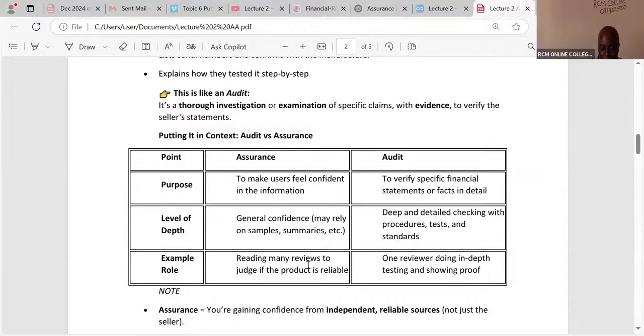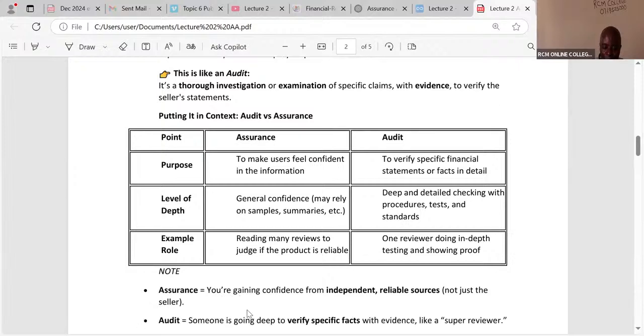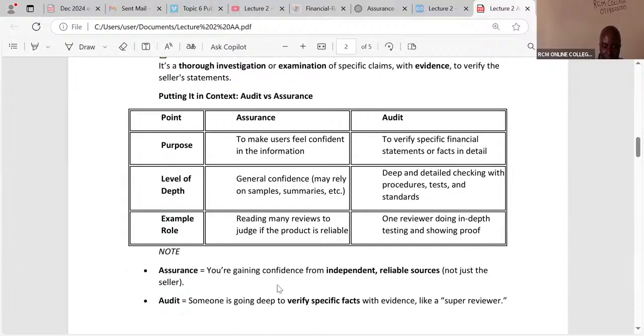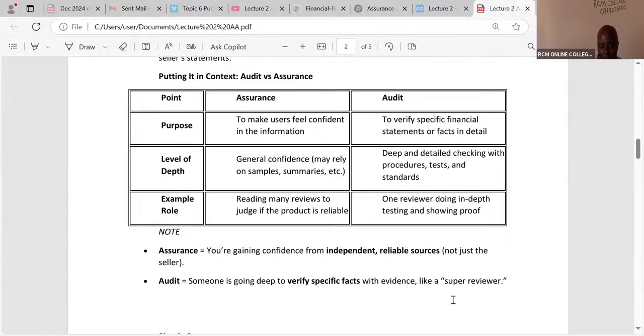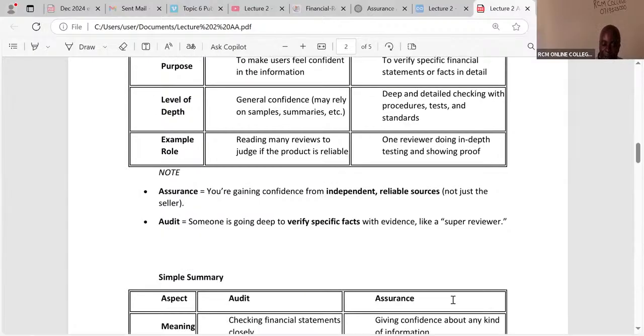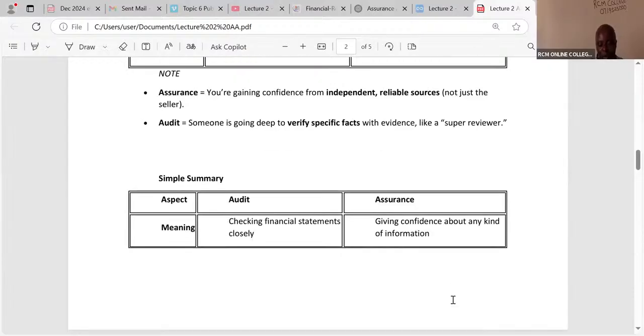Example: reading many reviews to judge if the product is reliable. Then one reviewer does in-depth testing and shows proofs. With assurance, you are gaining confidence from independent, reliable sources, not just the seller. With audit, someone is going deep to verify specific facts with evidence, like a super reviewer. That super reviewer we shall be calling the independent auditor.